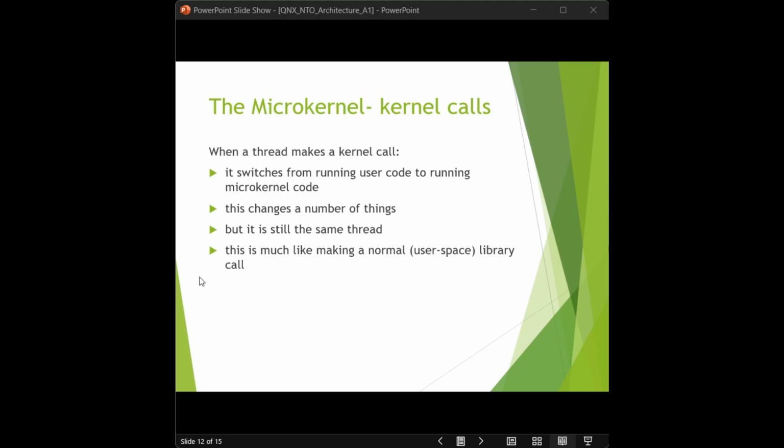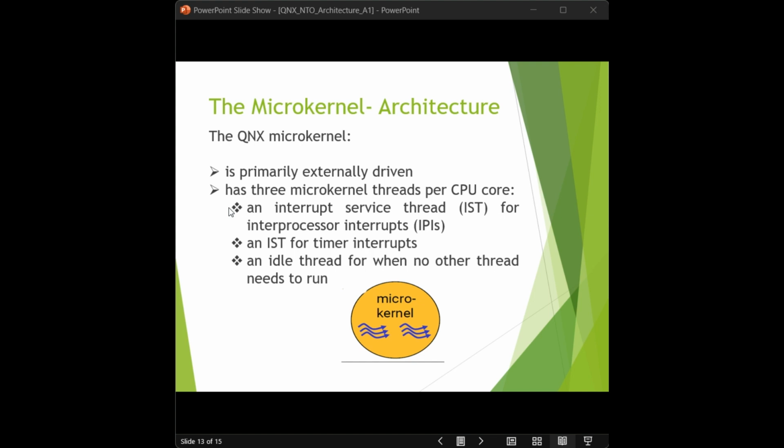The next slide will tell you about kernel calls, and how the kernel call flows. When a thread needs a service from the kernel, it makes a kernel call. Actually, QNX operates in two modes, which are called user mode and kernel mode. Whenever a thread wants a service, it will enter into kernel mode. After completing the task, it returns to user mode. And the next one is microkernel threads, which internally use some special threads. These threads include interrupt service threads, timer threads, and idle threads.